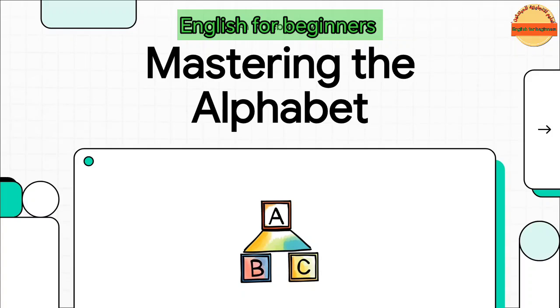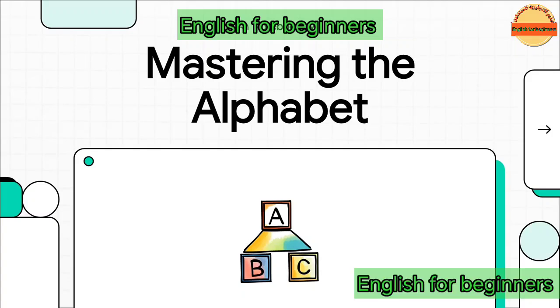Hey there, and welcome. Every big complex language really starts with something simple. And for English, that foundation is just 26 letters. So today, we're not just going to learn them, we're going to master them. This is your first step.